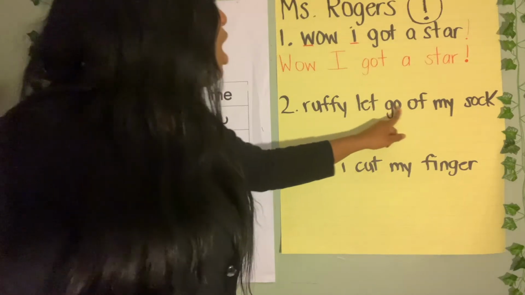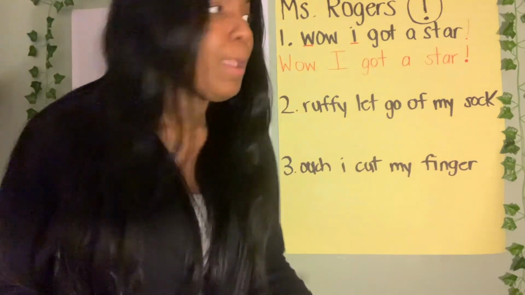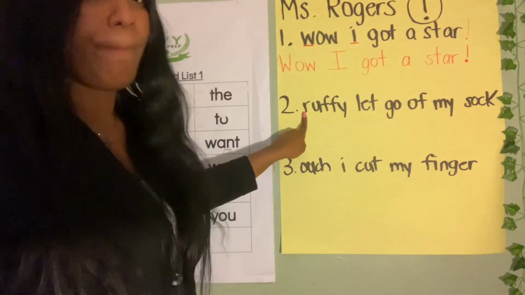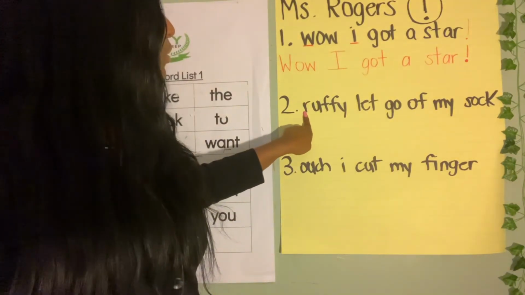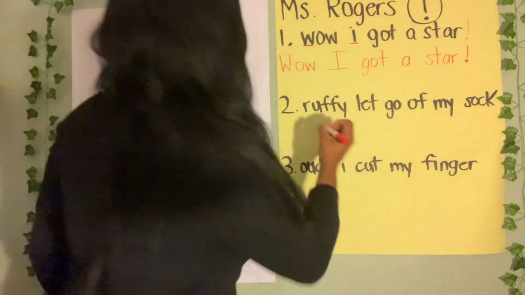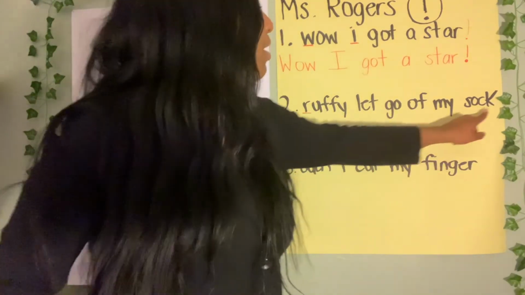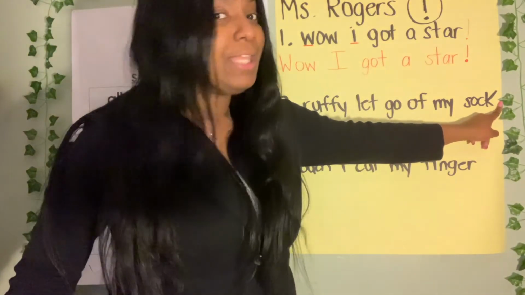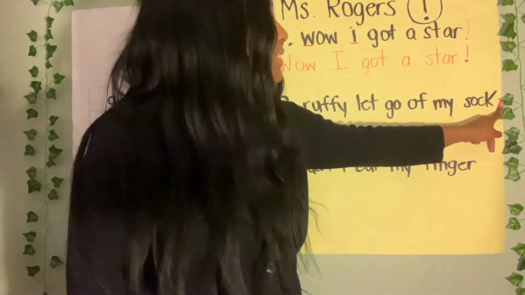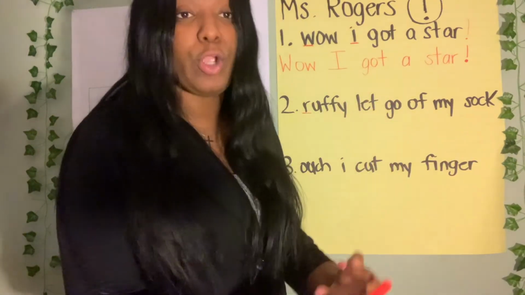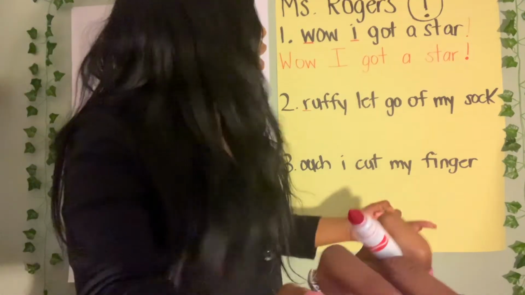Ruffy, let go of my sock. Ruffy, let go of my sock. Scholars, what's wrong here? What needs to change here? Capital R. Very good. So let's underline. So Ruffy, let go of my sock. Is there a mark here at the end? We don't ever leave our sentences without a mark. Every single sentence we have has a mark at the end, whether it's a period, an exclamation point, or a question mark, right? So there's nothing here.